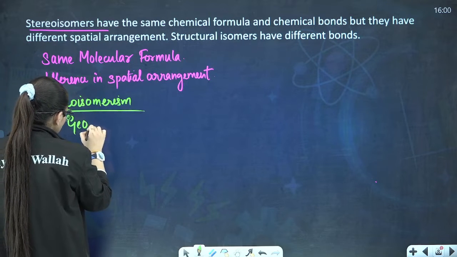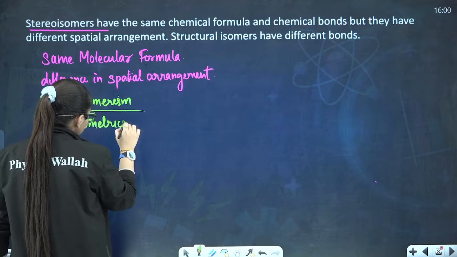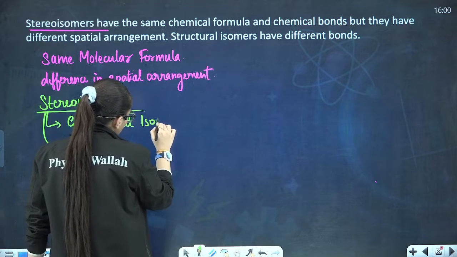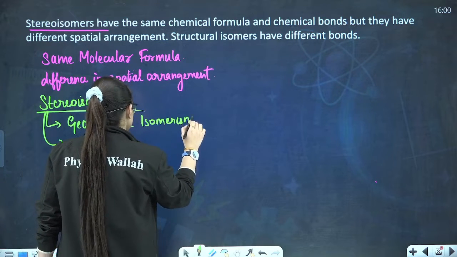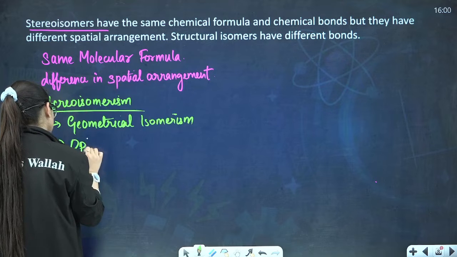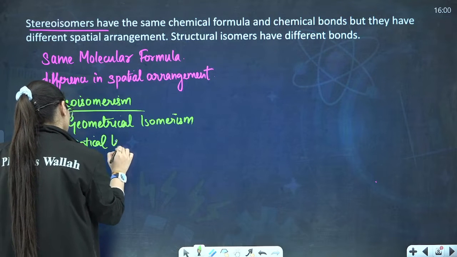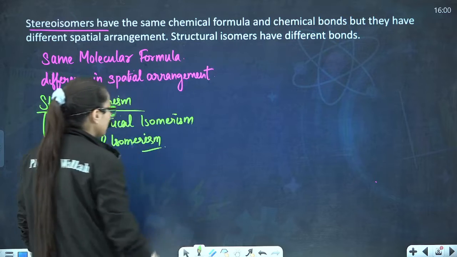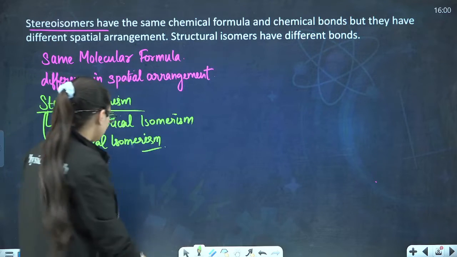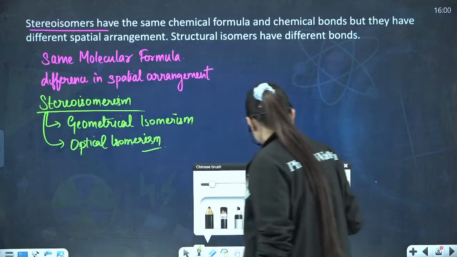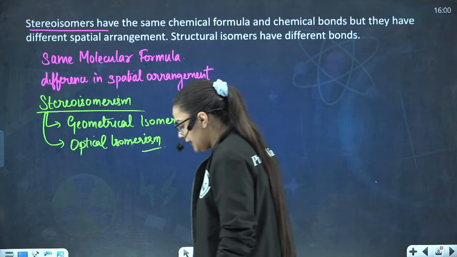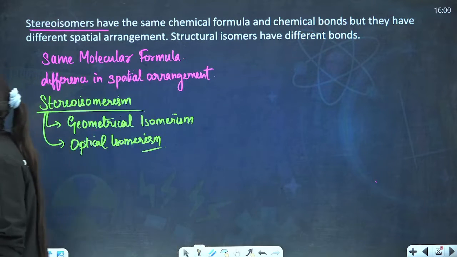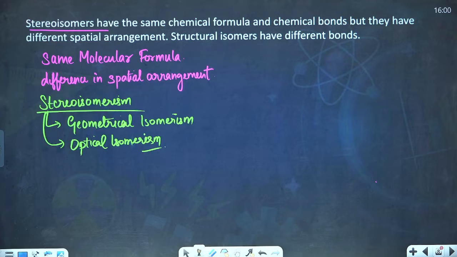One is the geometrical isomerism. Another one is the optical isomerism. Now initially let us start with the geometrical isomerism. Kindly write the definition for stereoisomerism first, so that we can start with geometrical isomerism.